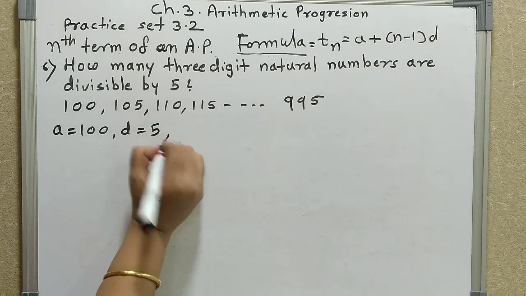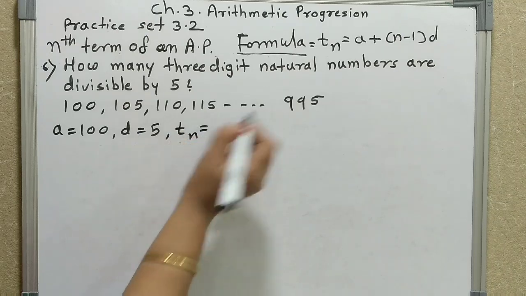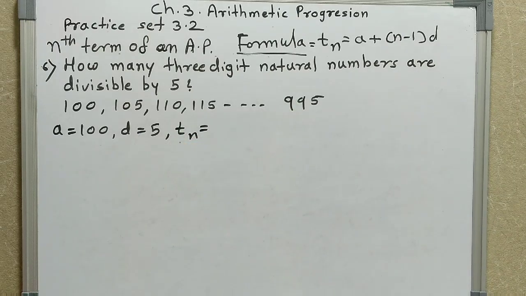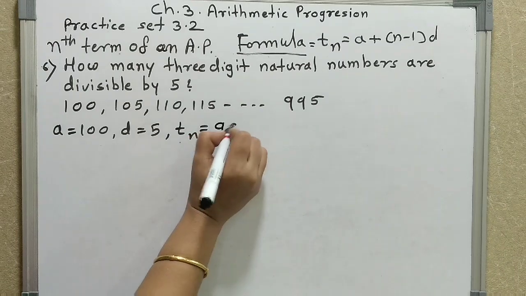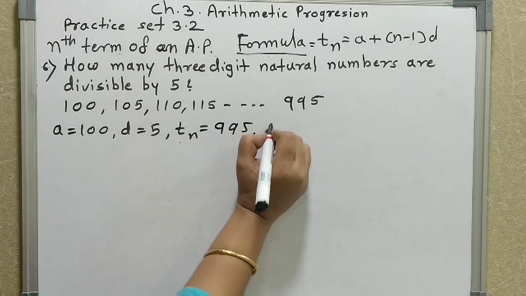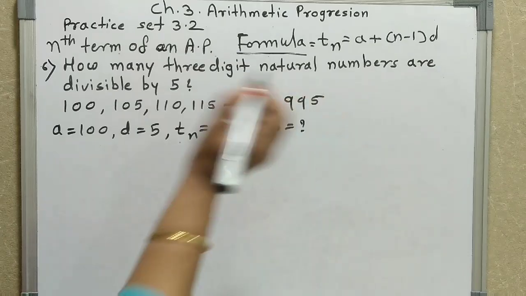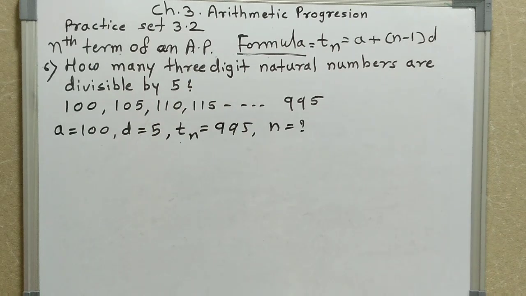So we write here 5, and our nth term, the last term, is 995. So we write here 995. Now we find out n: how many numbers from 100 up to 995 are divisible by 5? So we find out n.